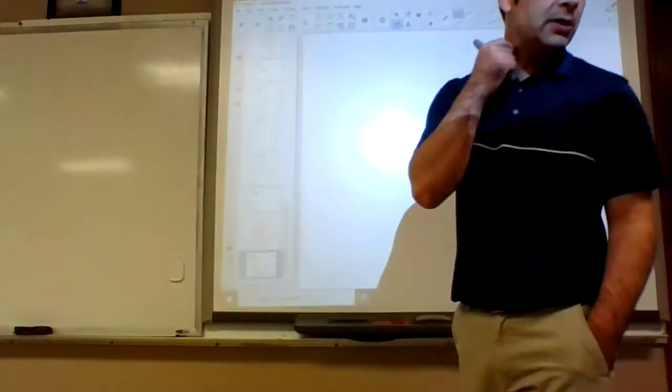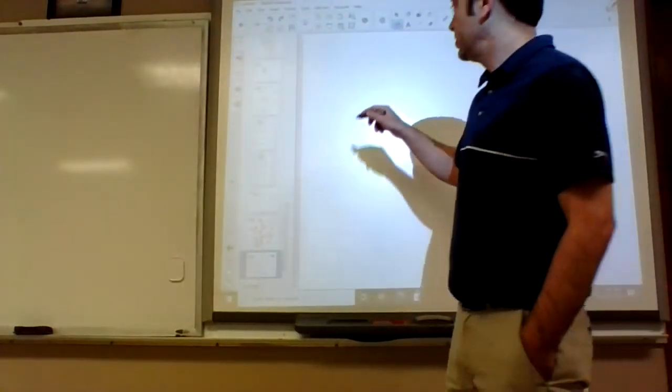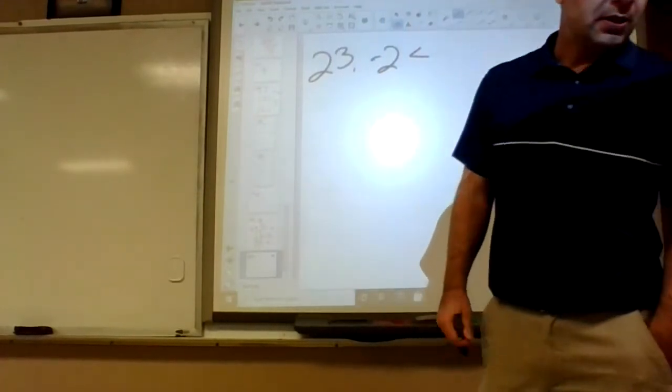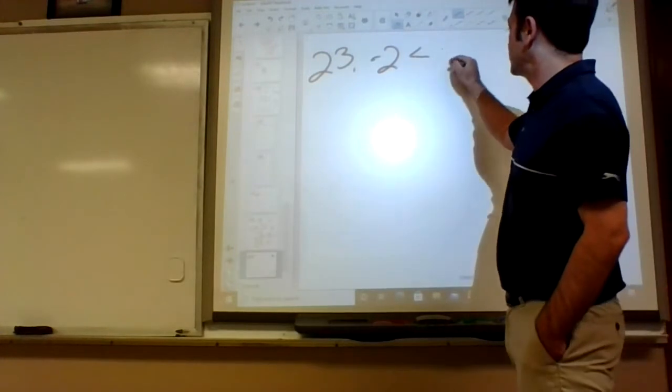We might get this done. Number 23 says -2 less than x plus 4 less than 7.